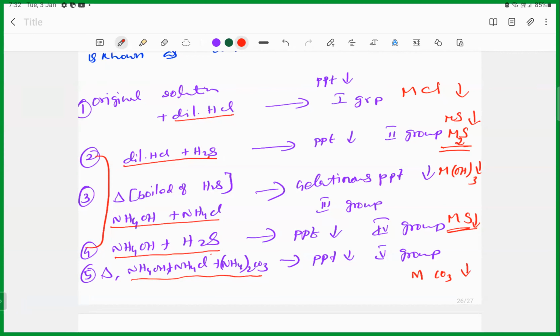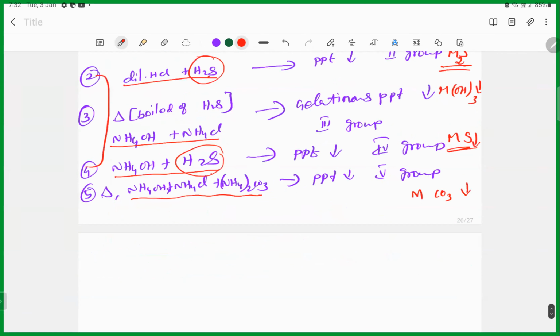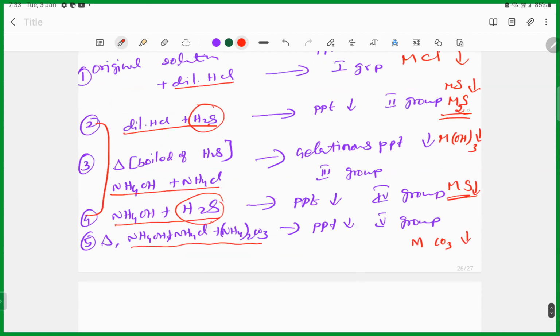The common will be H2S. What is the difference between these two? Sir, here second group you have ammonium, fourth group ammonium hydroxide. So look here. Here also it precipitated as a sulfide. Here also it precipitated as sulfide. Then what is the difference?